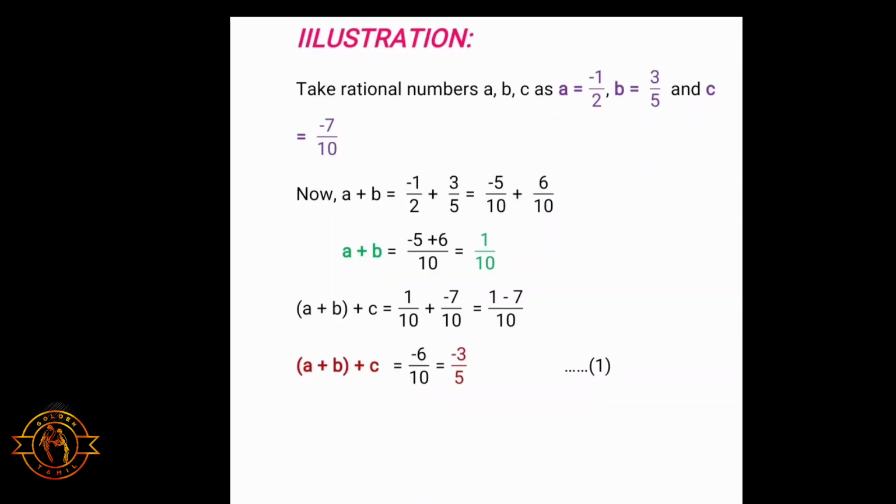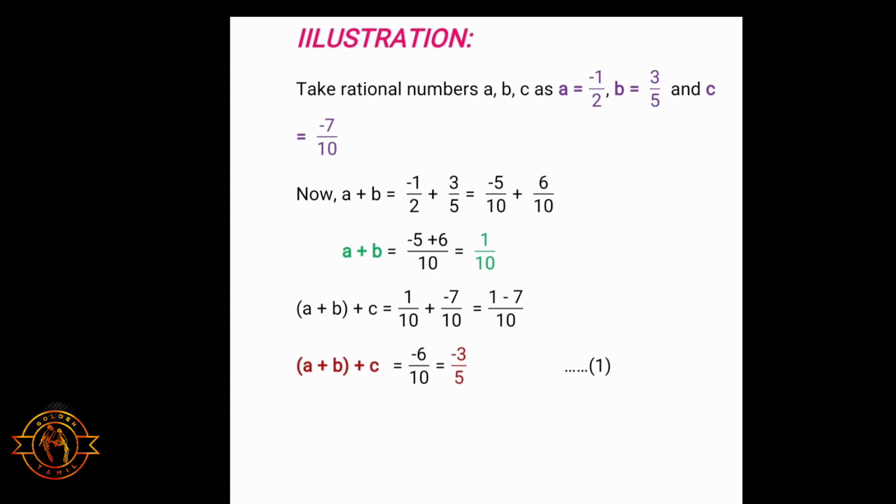Let us see an illustration for the associative property. Let's take rational numbers a, b and c. a is equal to minus 1 by 2, b is equal to 3 by 5 and c is equal to minus 7 by 10. And now we are going to prove addition is associative for rational numbers first.